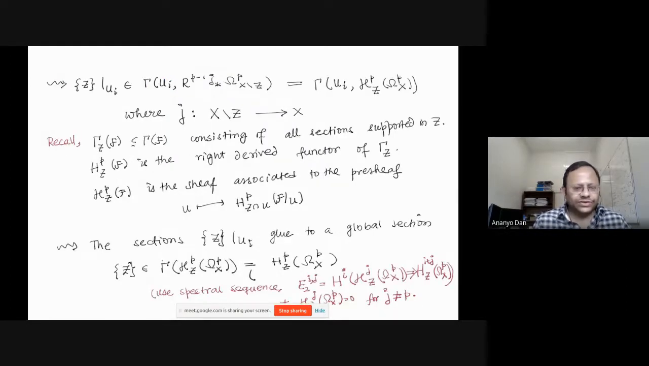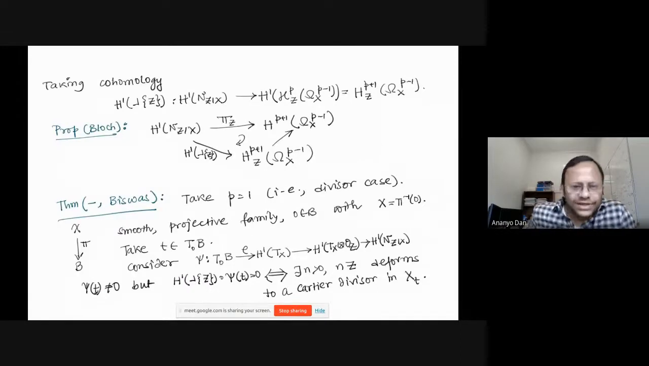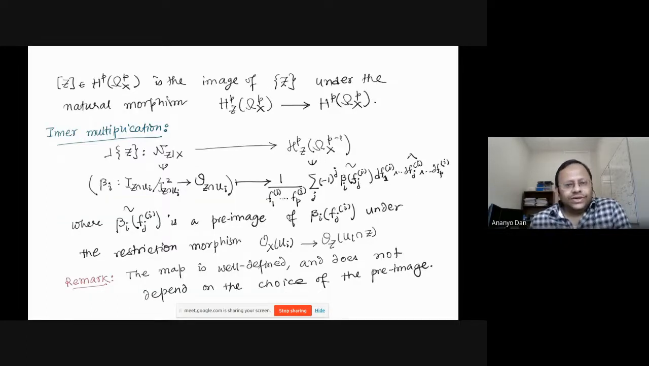There are some more technical things. What I want to stress is this: let us look at the inner multiplication from the normal bundle of Z in X to the local cohomology of Ω^{p-1}_X with support in Z. So this is a natural inner multiplication.